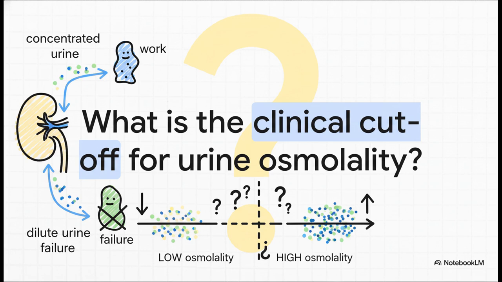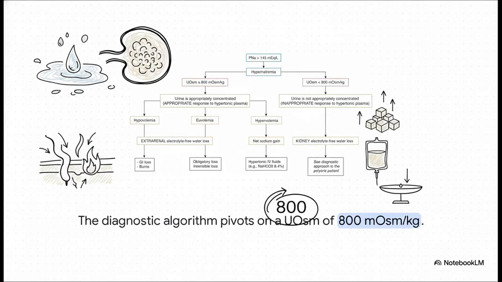But what's the number? In the real world, what is the clinical cutoff? How concentrated does the urine have to be for us to say, okay, the kidney is responding appropriately? This flowchart is basically your playbook, and the magic number to burn into your brain is 800. If that urine osmolality is greater than 800, the urine is maximally concentrated. That tells you the AVP system is intact, the kidney is getting the signal and responding correctly.